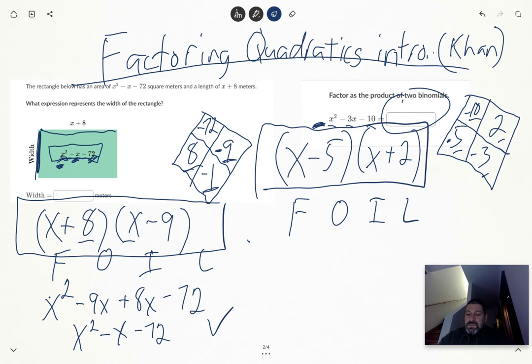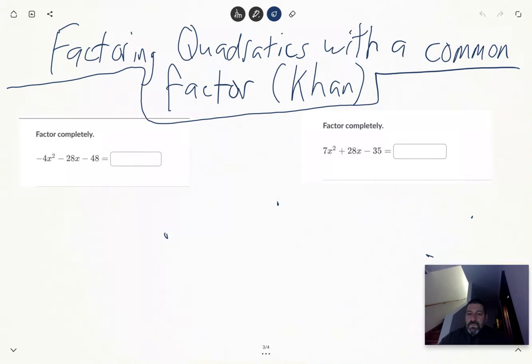Okay, one more section, and then I'll let you guys get to work. The last section is called Factoring Quadratics with a Common Factor. And this is the last Khan Academy assignment that you have for this section. The difference here is it says with a common factor.